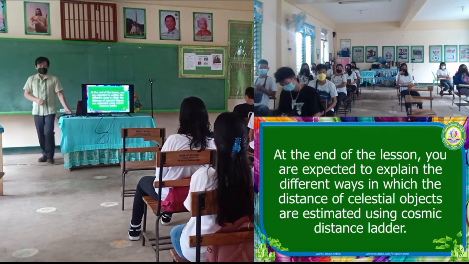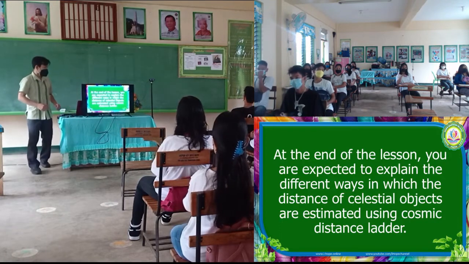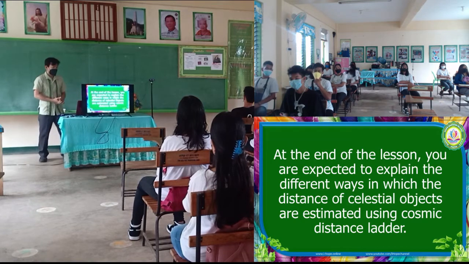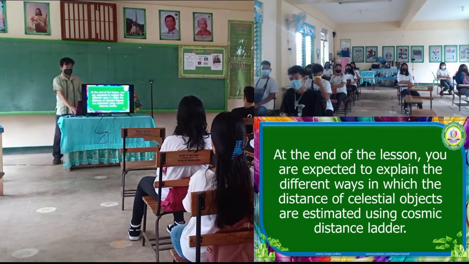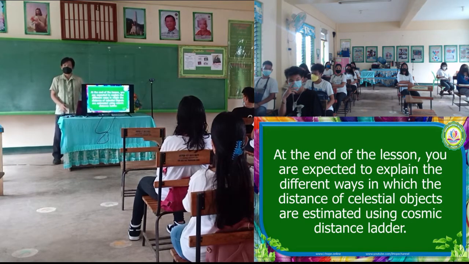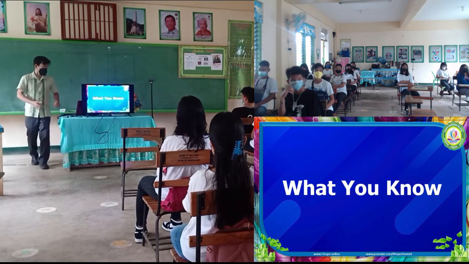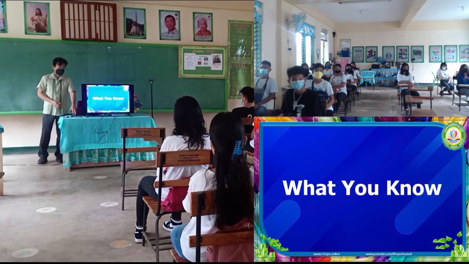To start with, we'll start with the objective of the lesson. So the objective of this lesson is for you to be able to explain the different ways in which the distance of celestial objects are estimated using cosmic distance ladder. Okay, we'll start our learning experience with what you know.